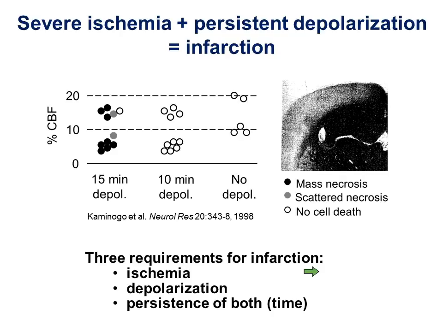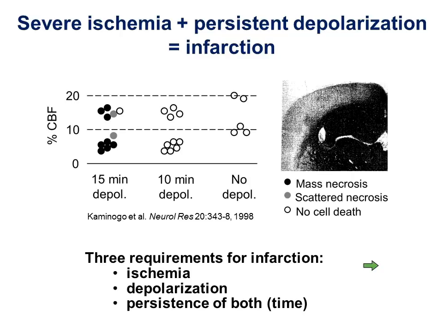Here, in animals that were subjected to severe ischemia, down to 5, 10, 15% of baseline blood flow, only those animals in whom depolarization developed and was allowed to persist for at least 15 minutes went on to develop mass neuronal necrosis, as indicated by the filled black symbols and as shown here. Animals that had depolarizations only persisting for 10 minutes, or that had no depolarizations at all despite a long duration of severe ischemia at equal levels, no cell death developed.